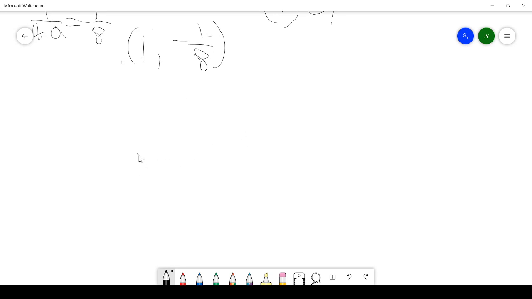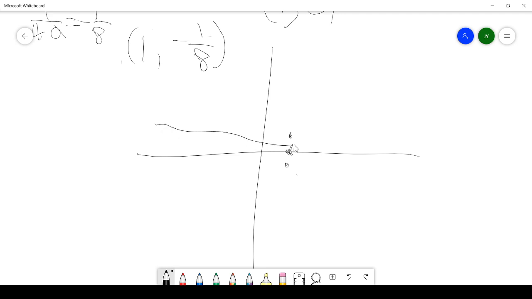Graph of this. This is the vertex, and this is where the foci is. So using the same logic, the distance between the foci and the vertex should be equal to the shortest distance from the directrix to the vertex. So this would be positive 1 over 8 here. This whole line becomes more or less the directrix.